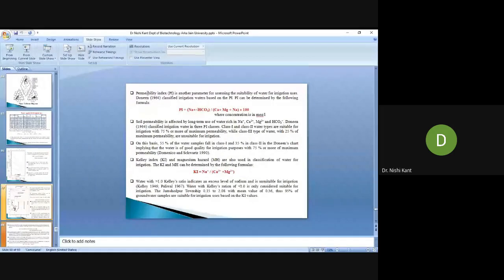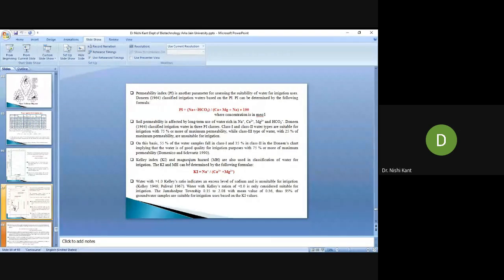This is another formula for checking the water quality for irrigation use. The permeability index is used for assessing the suitability of water for irrigation. Soil permeability is affected by long-term use of water enriched in sodium, calcium, magnesium, and bicarbonate.